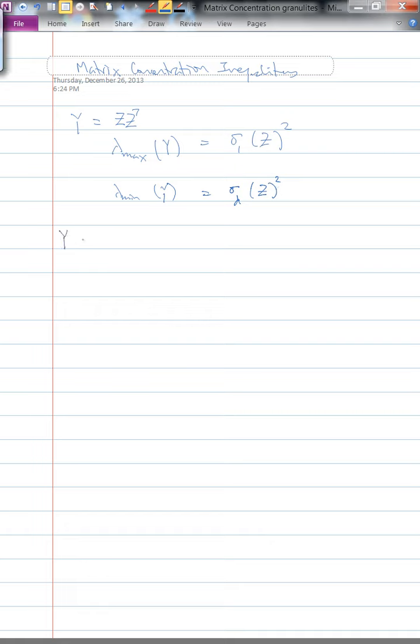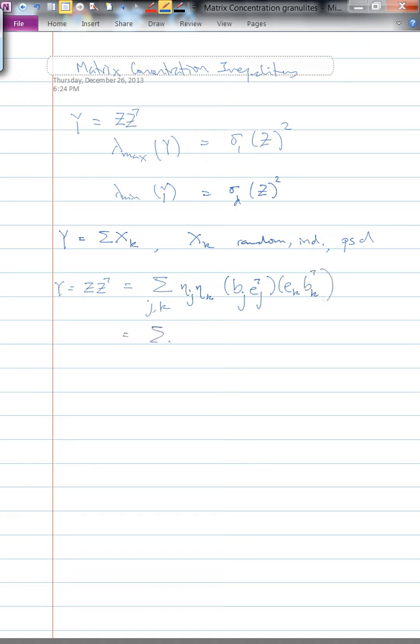And moreover, I can now write Y as a sum of random independent positive semi-definite matrices. And basically just by computation we can see how to do this. So Y is equal to ZZ transpose. Looking at the definition of Z, we get that this is equal to the sum over indices j and k, eta j times eta k times bj ej transpose times ek bk transpose, and this is equal to the sum of eta k times bk bk transpose. And I've used the fact that eta k squared is equal to eta k because eta is just a Bernoulli random variable. And indeed, this is a sum of positive semi-definite matrices because each of these is a rank 1 positive semi-definite matrix. So this is step 1 in our recipe.